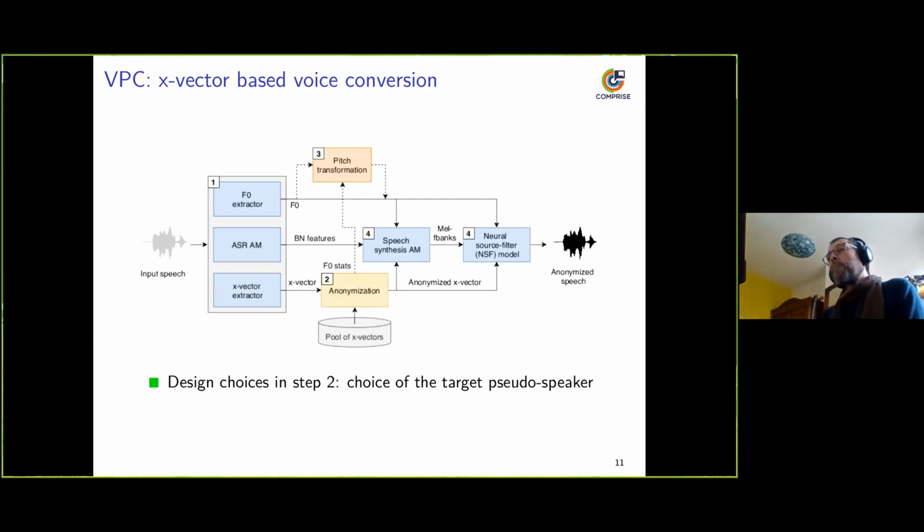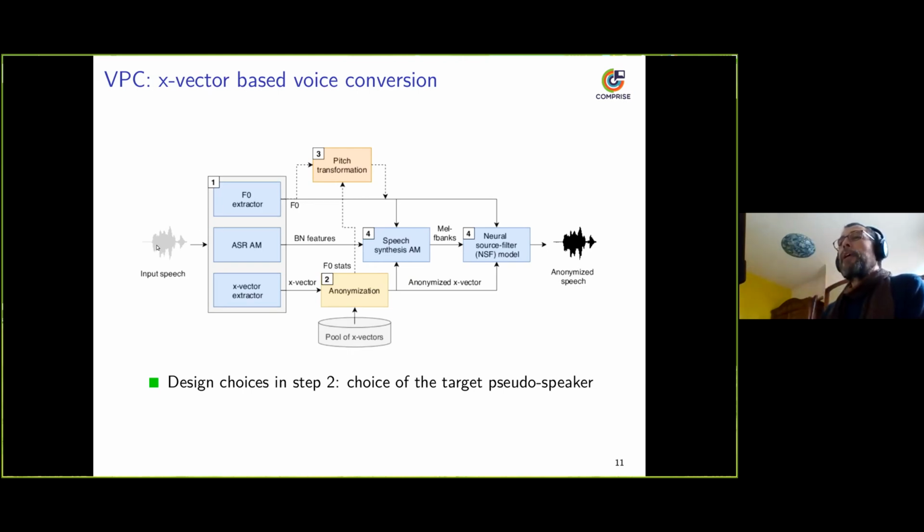The main approach we followed was this voice VPC. We call that VPC. I will explain why. It's an X vector based voice conversion. So it's voice conversion. So we take the voice and we try to transform it into another voice. And I will explain all the terms now.